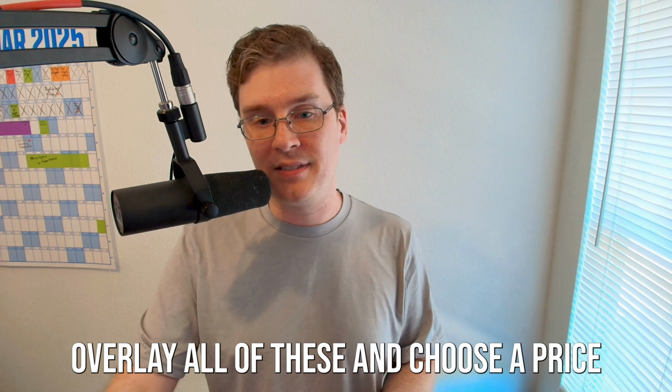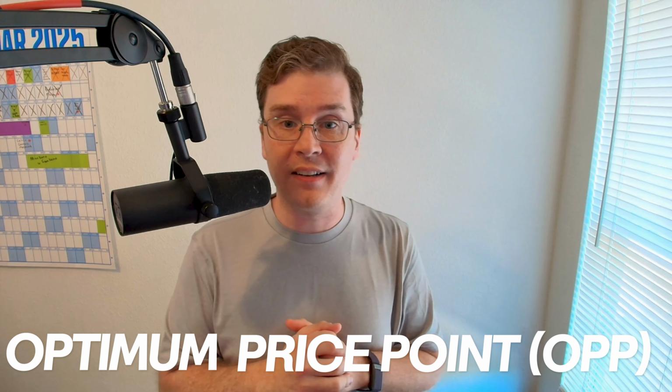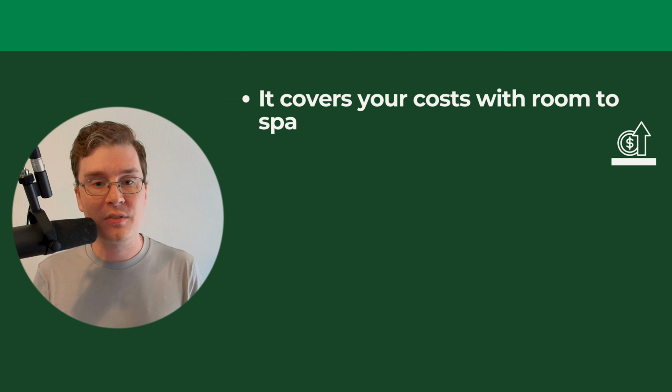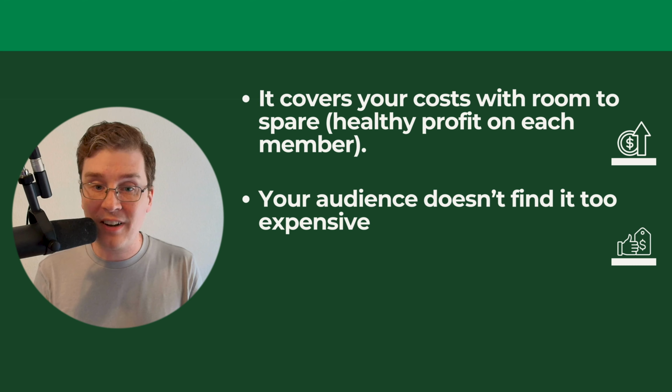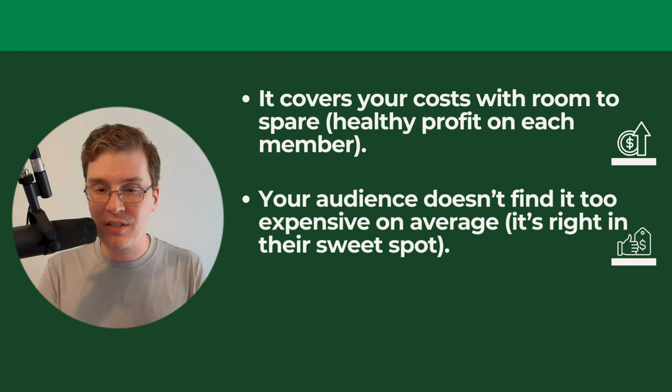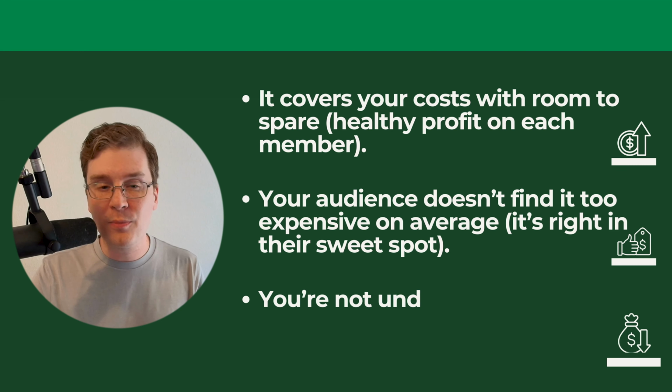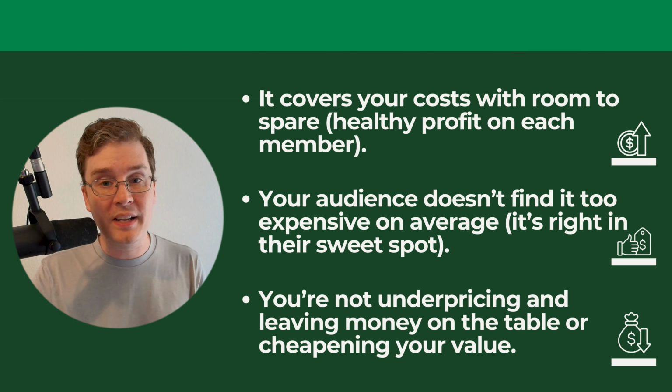The last step is to overlay all of these and choose a price. Ideally, you want to charge at or near the optimal price point from the survey. It's your margin floor. In this example, the audience's optimal price point was around 250, which matches that 80% target. That's a green light for you to go. You can confidently price your community at 250 a month because you know, A, it covers the costs with room to spare, and you get a healthy amount of profit on each member. B, your audience doesn't find it too expensive on average, so it's in that right sweet spot range. And C, you're not underpricing and leaving money on the table or cheapening the value that you have.